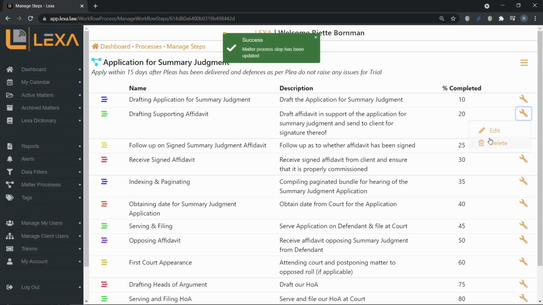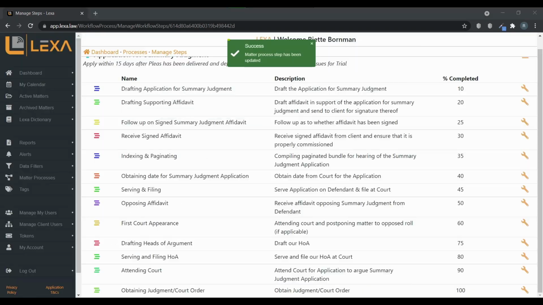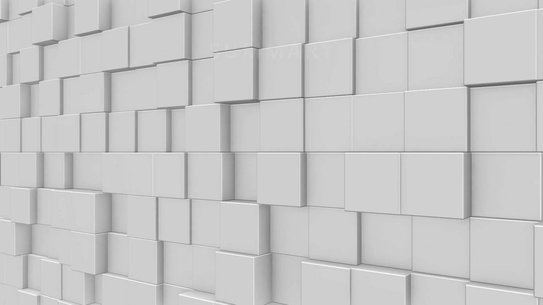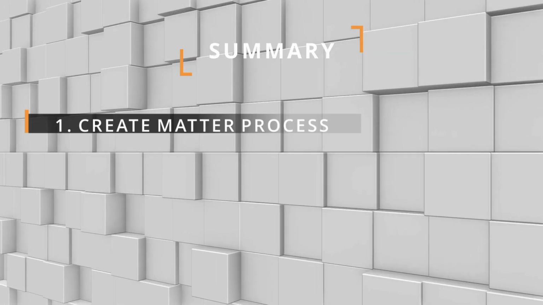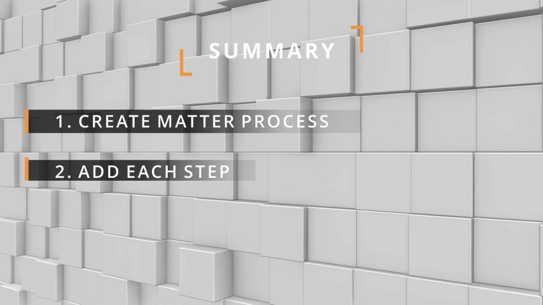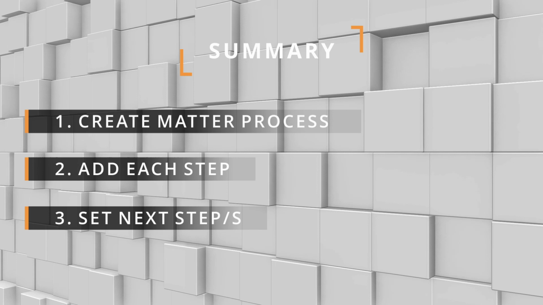Repeat for each step. Once you've set all the next steps, your matter process is complete. To summarize, first we created the matter process, then we added all the steps, and then we went back into each step and set the next steps.